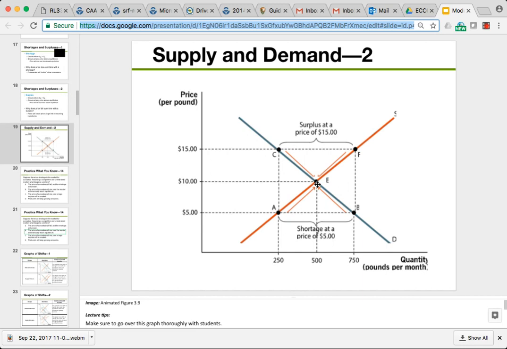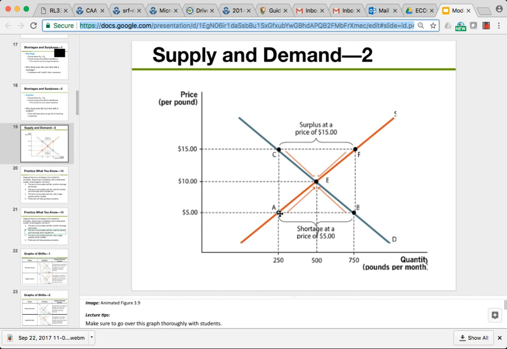Now, let's look at a shortage. Say if the price were $5 instead of 10. Well, it's a shortage because we see that at a price of $5, it would intersect the supply curve here at point A, which would give us a quantity supplied of 250. That is, at a price lower than $10, the amount that suppliers would be willing to sell is less than the original 500, in this case 250.